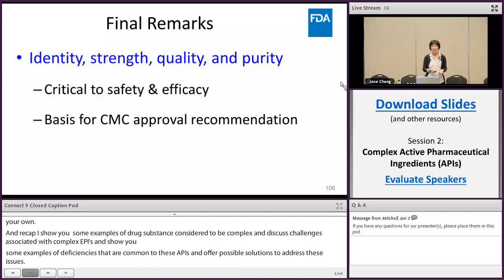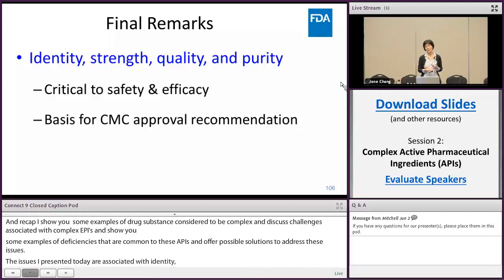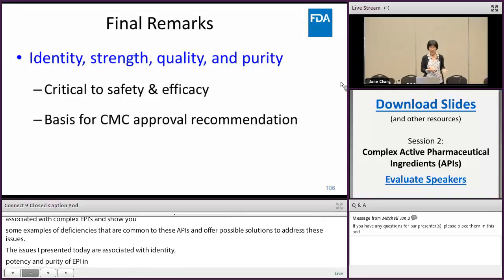Ultimately, the identity, the strength, the purity, and the quality of the drug product need to be assured to support safety and efficacy. These also form the basis of a CMC recommendation.